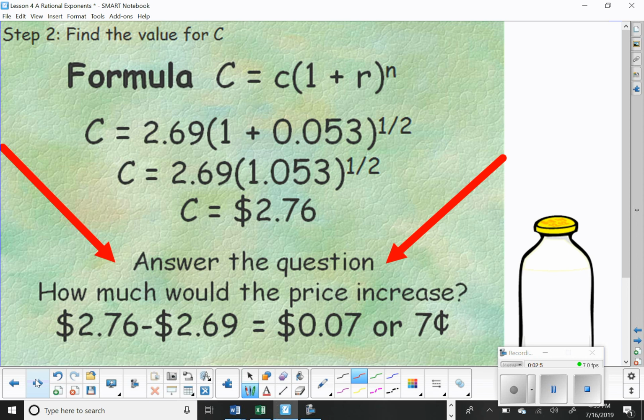Okay, let's take a look. We've got the formula. We plug in all the numbers that we just described, and we find that C is $2.76. That's the projected cost. But that's not the answer to the question. The question said, how much would the price increase? So $2.76 minus the current $2.69, it would increase by 7 cents. Always make sure you're answering the question.